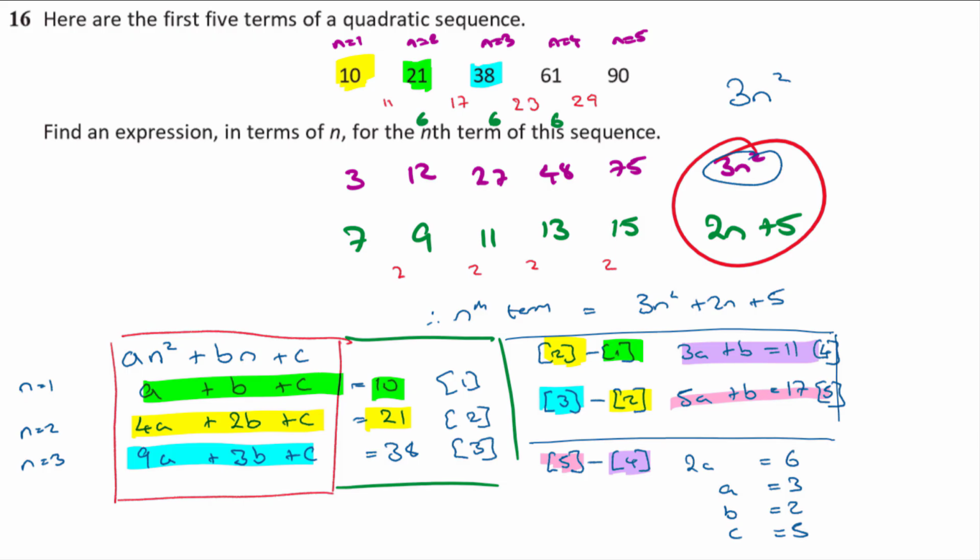Then going back to our original form, an squared plus bn plus c, I just have to sub those values in. Therefore, the nth term is equal to 3n squared plus 2n plus 5.